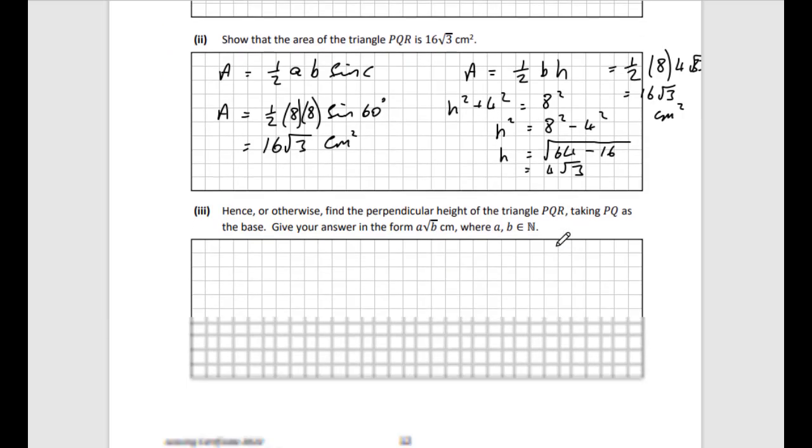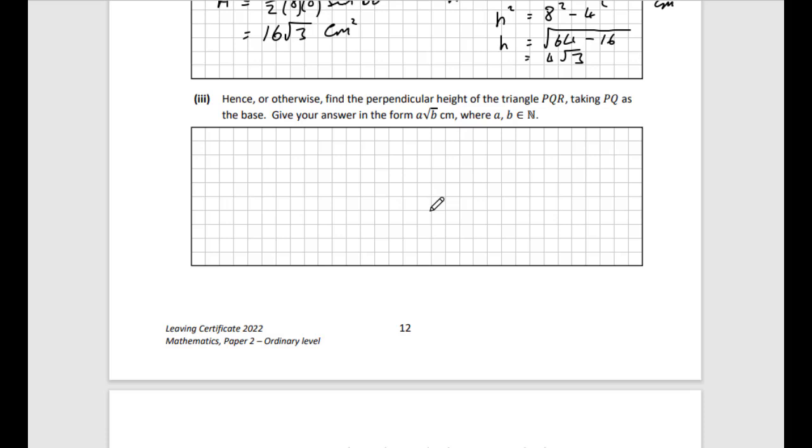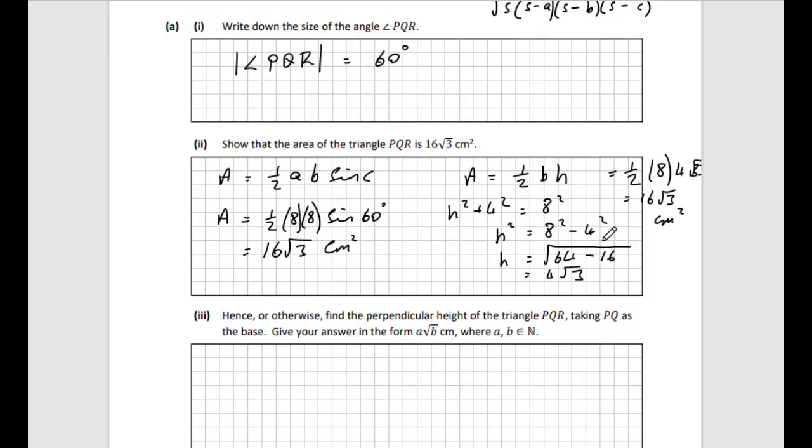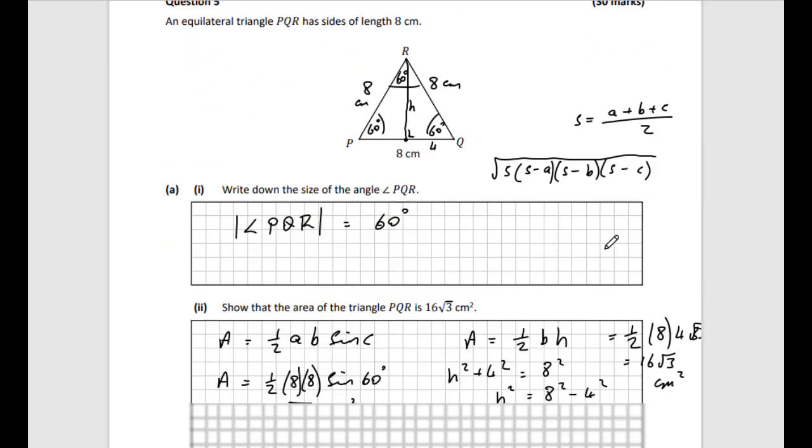Okay, so let's have a look at part 2. Hence or otherwise, find the perpendicular height. Well, I've already found the perpendicular height of the triangle PQR, taking PQ as the base. Give your answer in the form A root B. Now I've done that already here using Pythagoras' theorem.